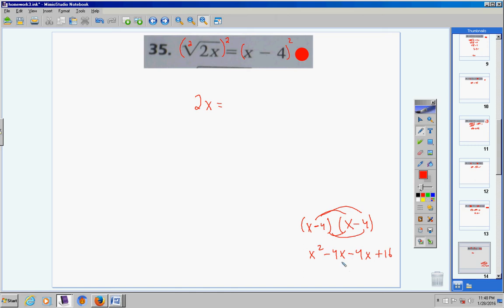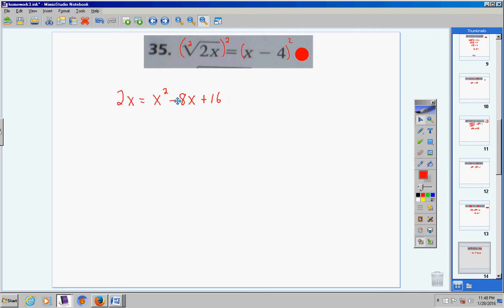Now combine your two like terms, your two x terms, and you get x squared. You owe me 4, you owe me 4 more, so you owe me 8. Positive 16. Alright, there we go. Now, obviously we're left over with a quadratic equation, and that kind of stinks. That's going to be a lot of work, okay? But it is what it is. So hopefully you remember how to solve a quadratic equation.